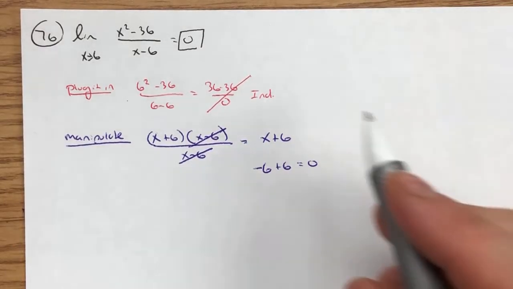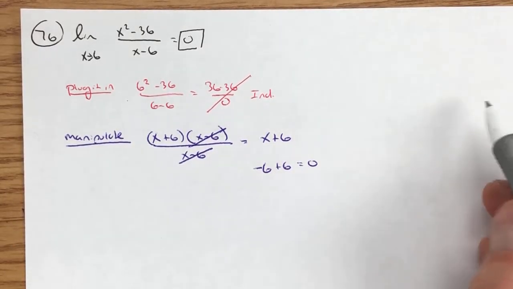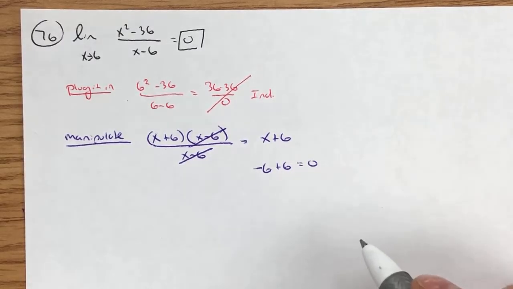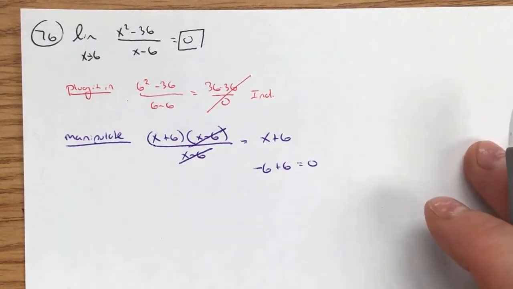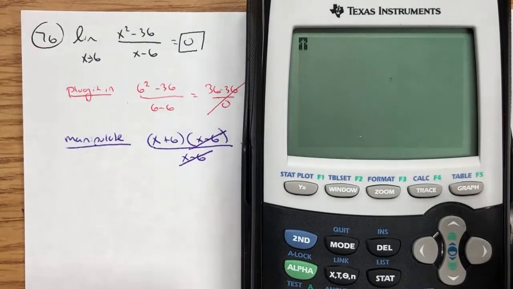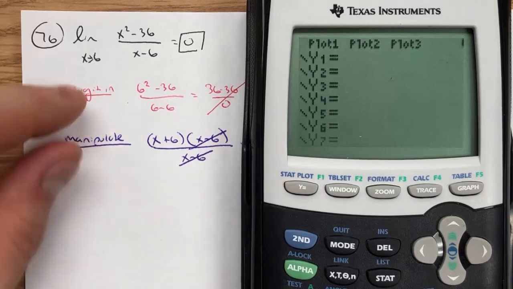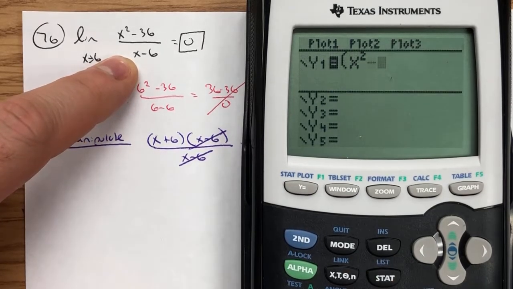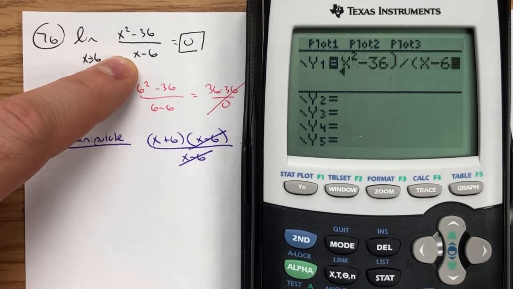Boom. So we don't need to do the graph, and we don't need to do the table method because we got a method via the algebraic process. If we wanted to do the graph, all we would need to do is take a peek at this. So let's go ahead and plug this in. We have a numerator of x squared minus 36, closed numerator, divided by denominator of x minus 6, closed denominator.